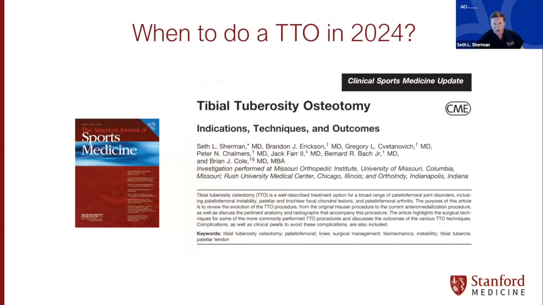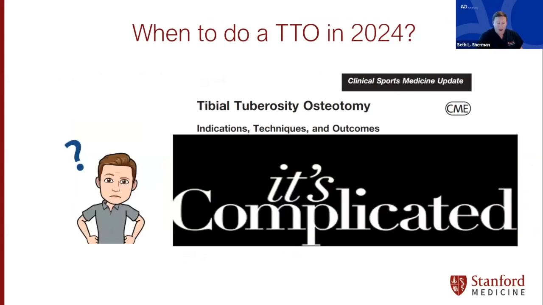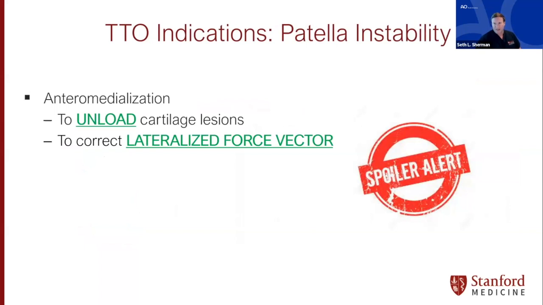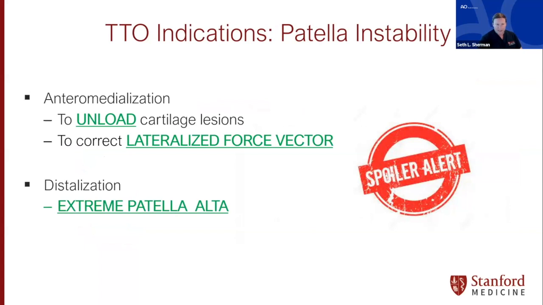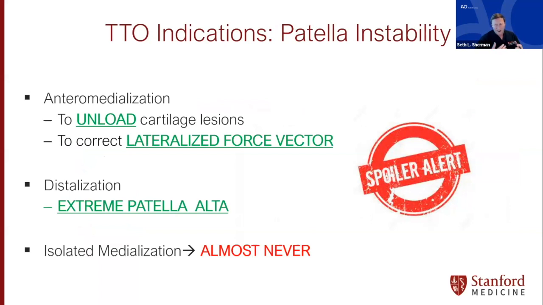So now we move to the other workhorse, TTO, and when to do a TTO in 2024, frankly, is confusing. We wrote this paper 10 years ago, probably need to rewrite this paper with contemporary and evolving thoughts and concepts. But to cut to the chase, I do TTOs for instability, anteromedializations to unload cartilage, that's my main indication, and then sometimes to correct lateralized force vectors, particularly if I'm not going after subcritical values of other things like rotation or lower levels of trochlear dysplasia. For distalization, I do this for extremes of patella alta, and I'll show you thresholds in a moment. Isolated medialization, almost never do that in my practice. So really the two workhorses for instability are the two above or combinations of those.